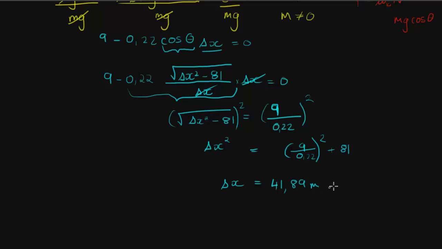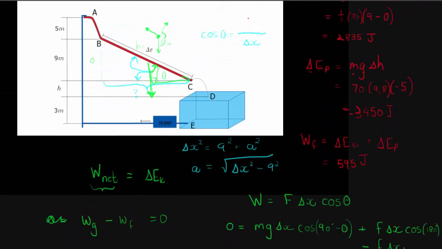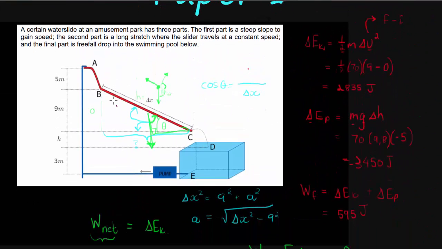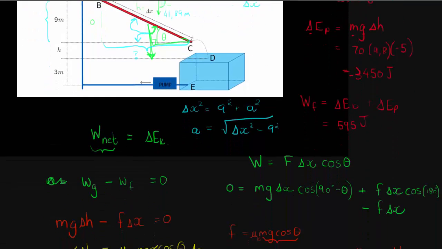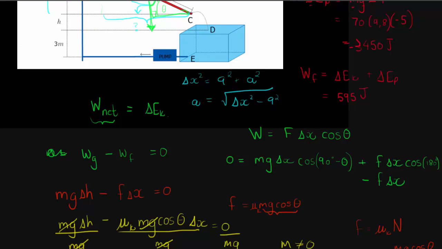41,89 meters. That's the question here. You can see this was a massive question, very big question, with a slightly difficult maths problem in the middle. But if this is 9 meters, this must be 41,89 meters long, BC. That's a long slide, isn't it? Okay, next question.